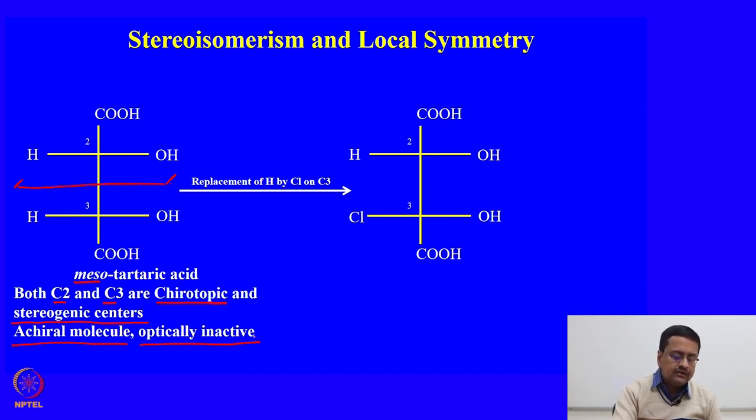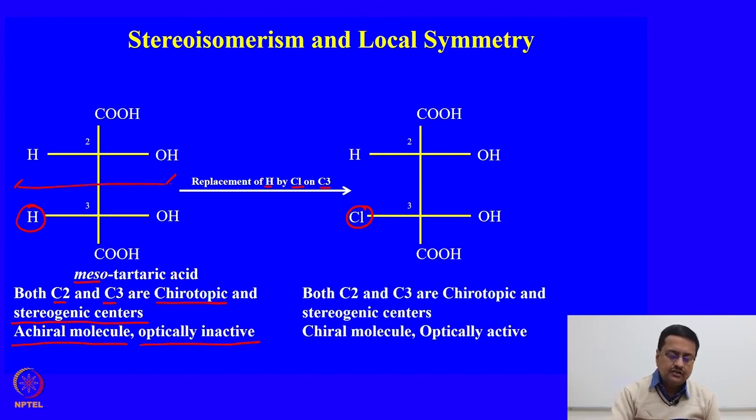Now, what we are trying to do is replace the H by chlorine on C3. So, this hydrogen is now replaced by chlorine on C3. What has happened here is that both C2 and C3 are, as before, chirotopic and stereogenic, and the mirror plane which was present before is now absent. Therefore, this molecule is converted to a chiral molecule and therefore it is optically active.